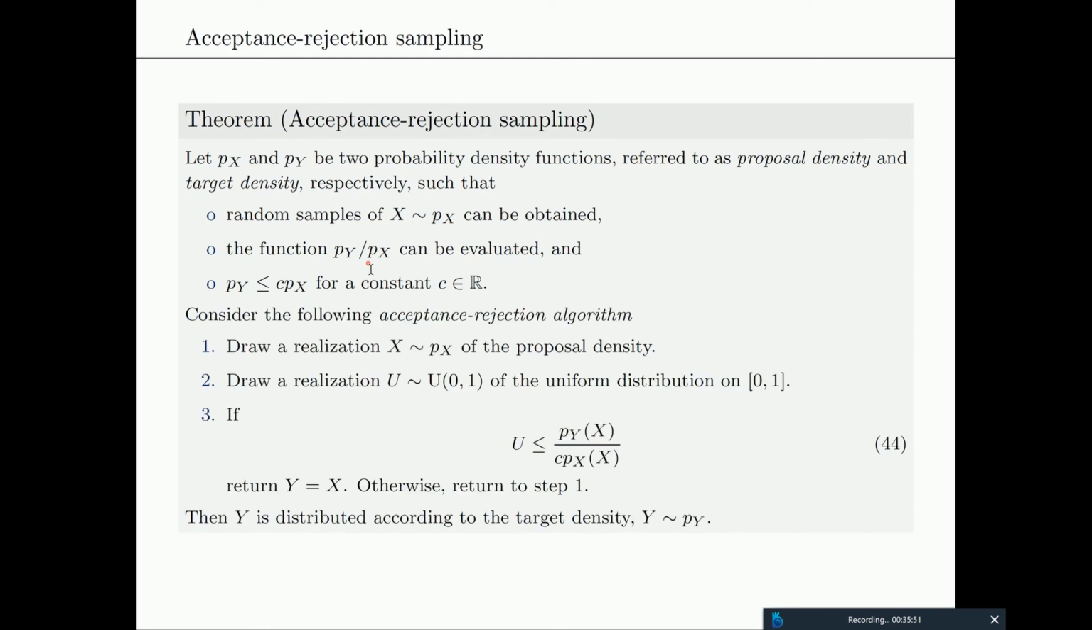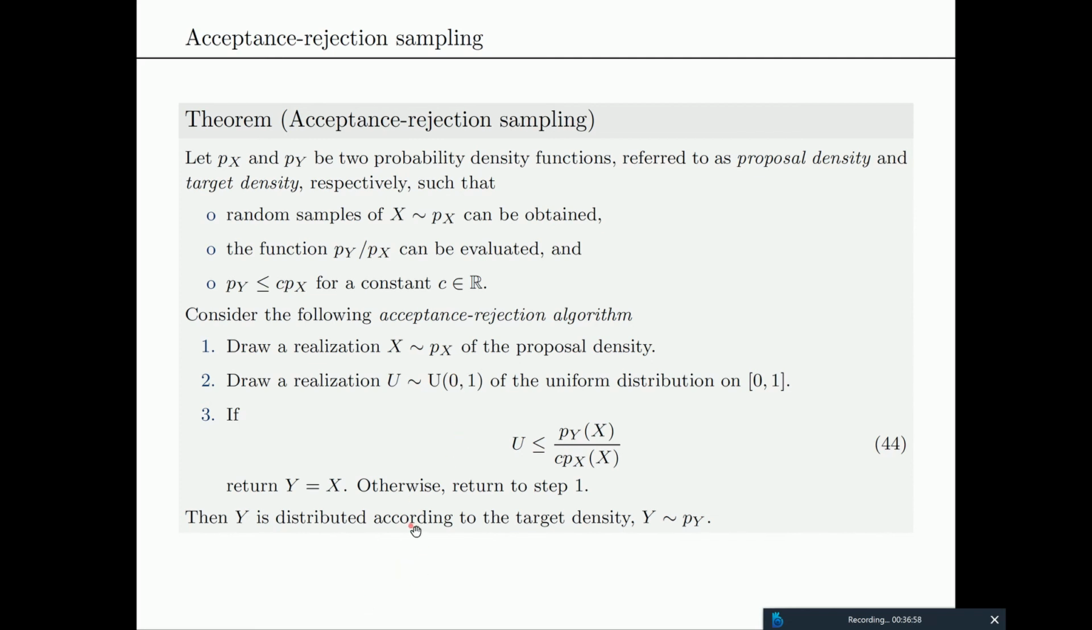If all of this holds, then you can use an acceptance rejection algorithm, which works as follows. You draw from the proposal density, then you draw another random variable u from the uniform distribution, and decide whether to keep this sample of x as a sample of y if your u is smaller than the ratio of p_Y(x) divided by c p_X(x). So you sample first an x and evaluate this, then you sample a u, and then you decide whether you keep this x and call it a sample of y, or else you take a new sample from the proposal density. Then you're doing acceptance rejection sampling.